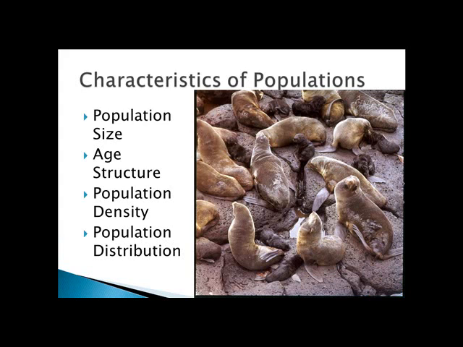Each population, which is a group of individuals of the same species living in the same area or habitat, has certain characteristics. The population size is the number of individuals making up its gene pool. The age structure defines the relative proportions of individuals of each age, especially with respect to reproductive years and potential, the reproductive base. Population density is the number of individuals per unit of area or volume in its habitat, and population distribution refers to the general pattern in which the population members are dispersed throughout its habitat.